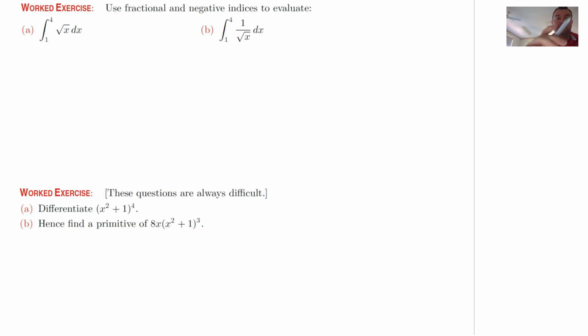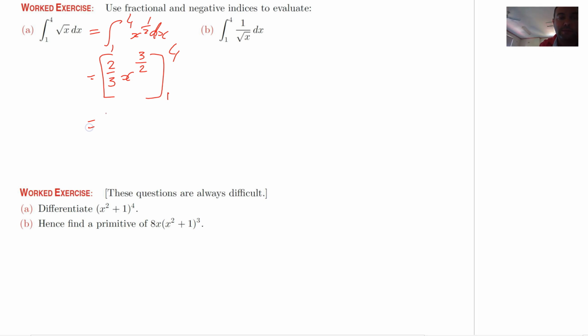Let's have a look at what we do when there are fractional or negative indices, and we're going to evaluate them. The first thing we want to do is rewrite this with a fractional index. So that's the integral from 1 to 4 of x to the half dx. To integrate this, that gives me x to the 3 over 2, divided by 3 over 2, or times 2 over 3. We don't put the plus c in here because this is a definite integral, because I've got bounds from 1 to 4.